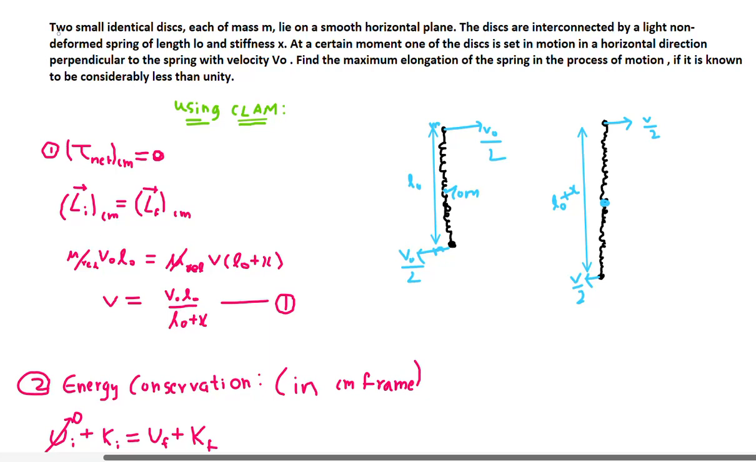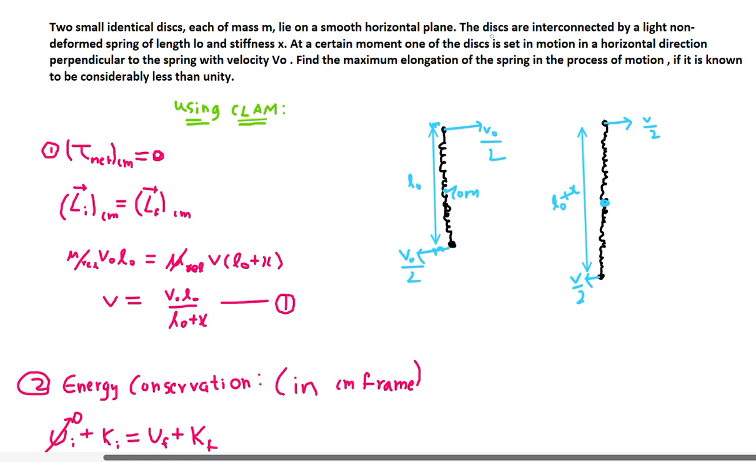Welcome back. In this problem, two small identical discs each of mass m lie on a smooth horizontal plane. The discs are interconnected by a light non-deformed spring of length L0 and stiffness k. At a certain moment, one of the discs is set in motion in a horizontal direction perpendicular to the spring with velocity v0. Find the maximum elongation of the spring in the process of motion, if it is known to be considerably less than unity.